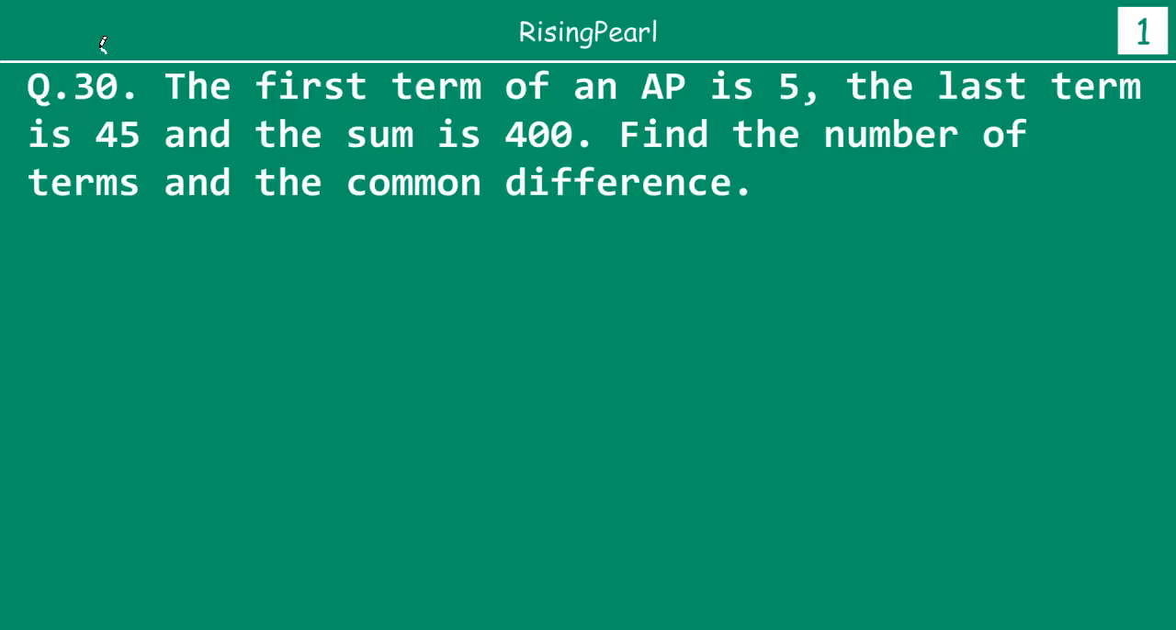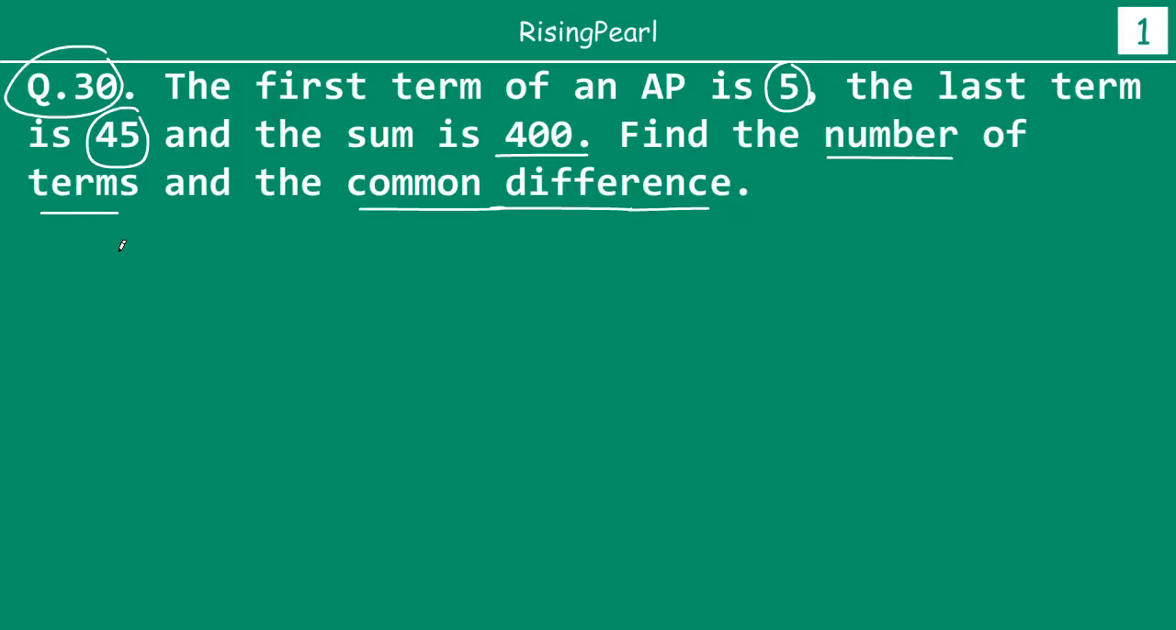So question number 30, again this is a running count for the questions. The first term of the AP, arithmetic progression, is 5. Alright, so we know the first term is 5 and the last term is 45. Alright, and the sum is 400. Find the number of terms, which we don't know, and the common difference.